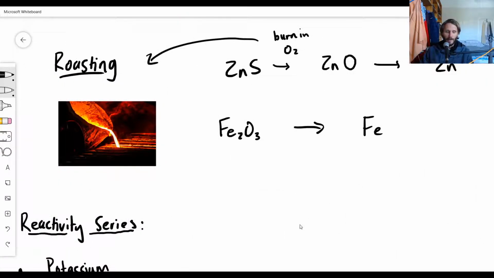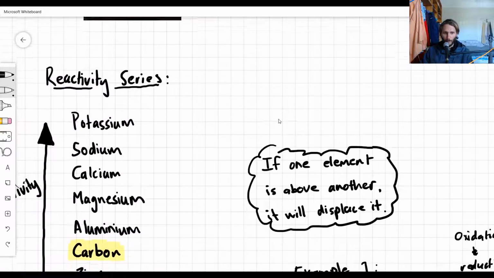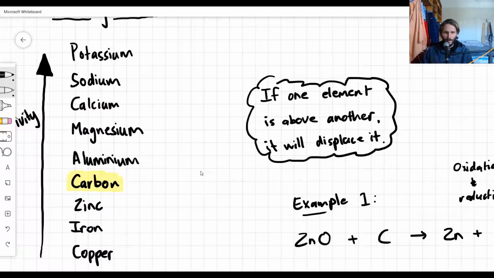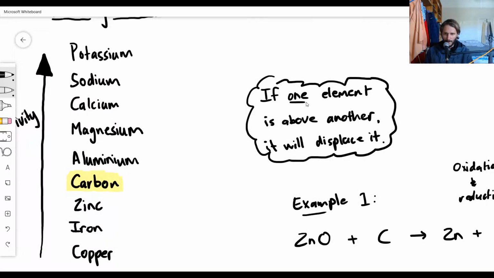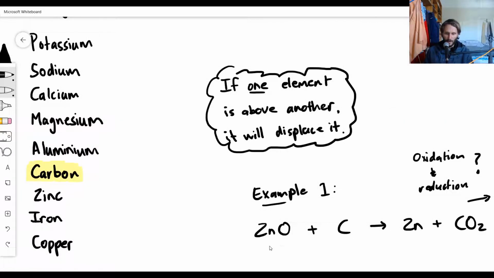Okay, it involves the reactivity series. So what is the reactivity series? Let's go through it again. Okay, remember that if one element is above another element in the reactivity series, it will displace it. In other words, if we've got something like zinc oxide, okay, we talked about zinc oxide. Now, zinc is over here.